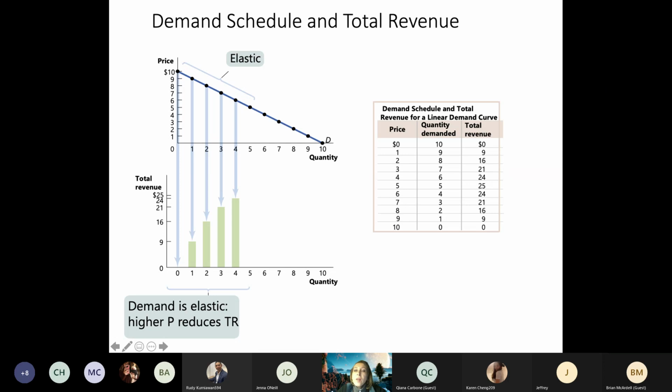So for example, 1 times 9 gives us total revenue of 9. 2 times 8 is 16, right? So you see the total revenue goes up as reflected here. So we plot total revenue, which we never did before.